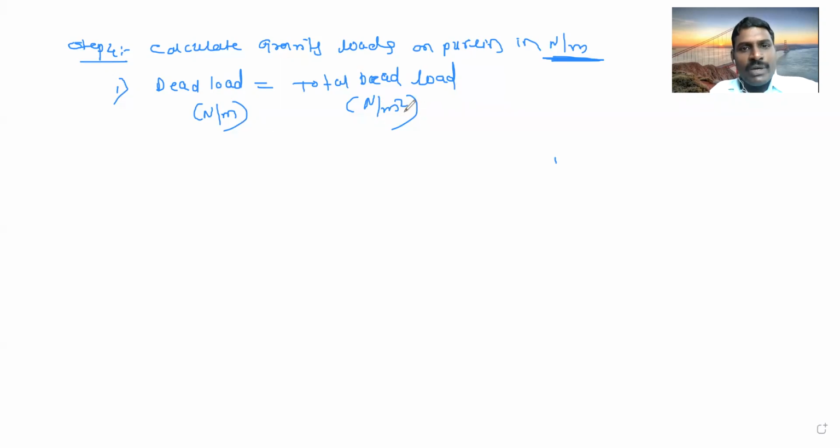So for total dead load, we need Newton per meter square into spacing of purlin. Spacing of purlin is in meter, so the meter gets cancelled. It will be in Newton per meter. This total dead load in Newton per meter square we have to take, into spacing of purlin in meter. If we multiply, it will be in Newton per meter.